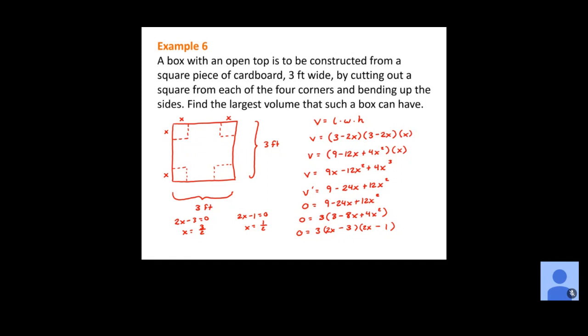Now, we need to think about if both of these answers could work, right? Could both of these actually give us the maximum value or not? So look at your two answers here. Can we use both of them? Why not?